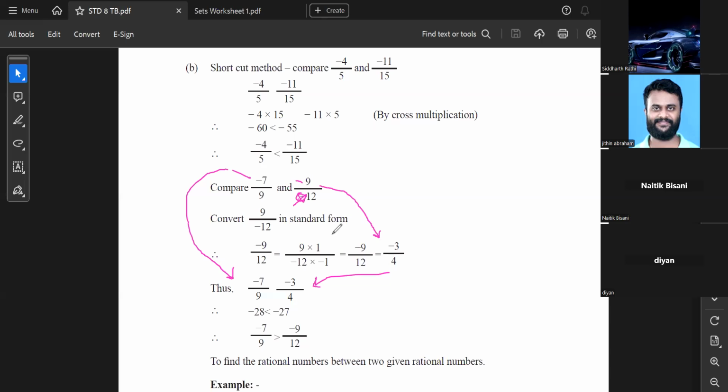Sir, but both the things are the same only, no? Yes, but beta, this is a shortcut which you are using to compare, right? So when you are using a shortcut, you will have to follow the rules. Otherwise, you will get lost.